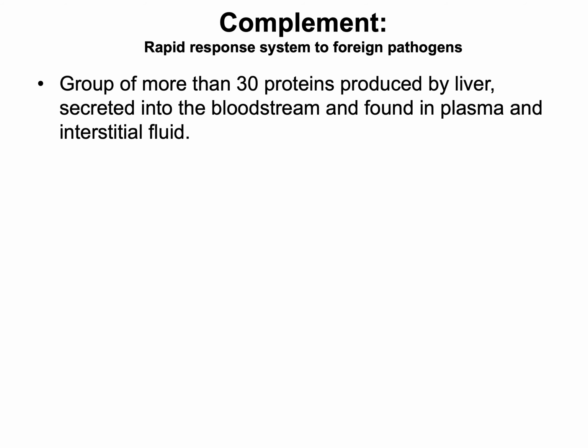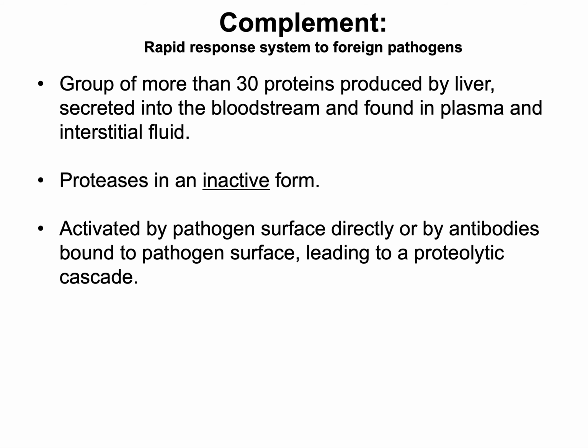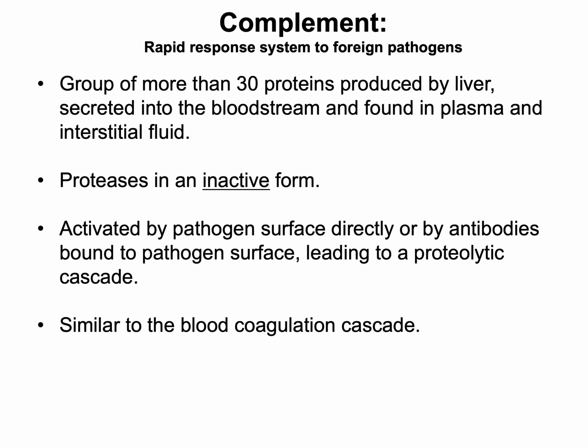And complement refers to a group of more than 30 proteins produced by the liver, secreted into the bloodstream and found in plasma and interstitial fluid. These are proteases that are inactive, but when they become activated, they lead to a proteolytic cascade that can lead to pathogen destruction. Complement can become activated by either direct exposure to a pathogen surface or by detecting a pathogen that's coated with antibodies. There are some similarities here between the complement cascade and the blood coagulation cascade.